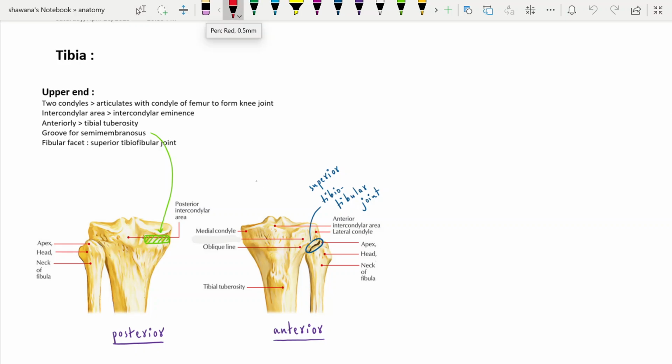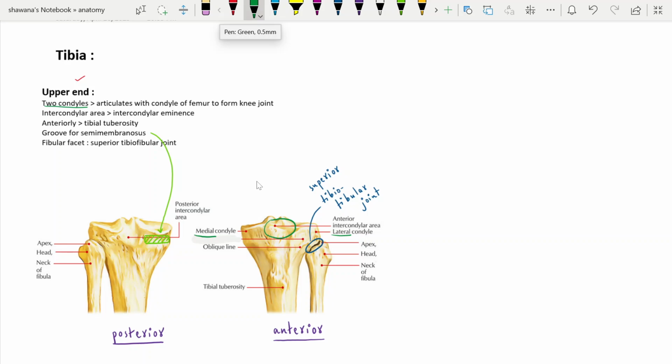The tibia is the medial bone, and the fibula is the lateral bone of the lower limb. The tibia has an upper end and a lower end. The upper end has two condyles, the medial condyle and the lateral condyle. These condyles articulate with the femur above to form the knee joint, and there is an intercondylar area, as you can see in the anterior aspect, between the two condyles.